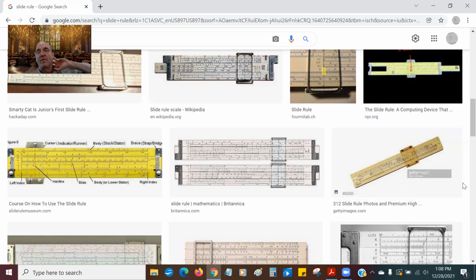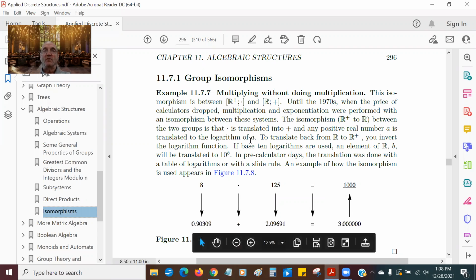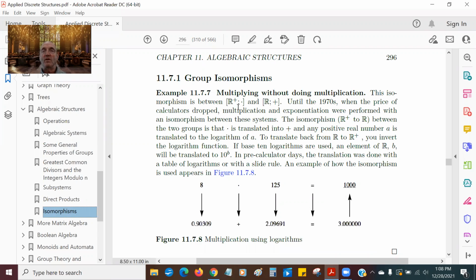I'm not going to get into the whole thing about slide rules. You can always find YouTube tutorials on how to use a slide rule. You can even buy a slide rule easily online, find one on eBay or one of these places, for a few bucks. It's kind of cool, the slide rule, but it's based on logarithms. That's how slide rules work. So there's an isomorphism between the positive real numbers with multiplication and the real numbers with addition.